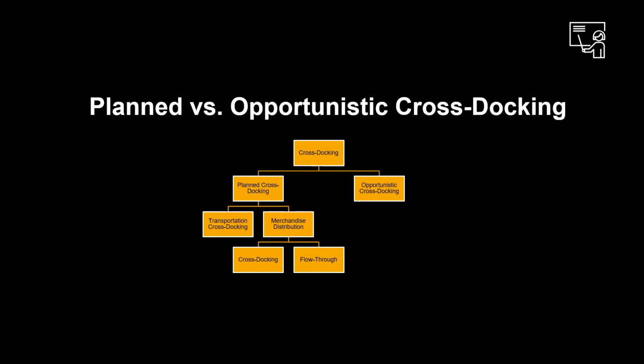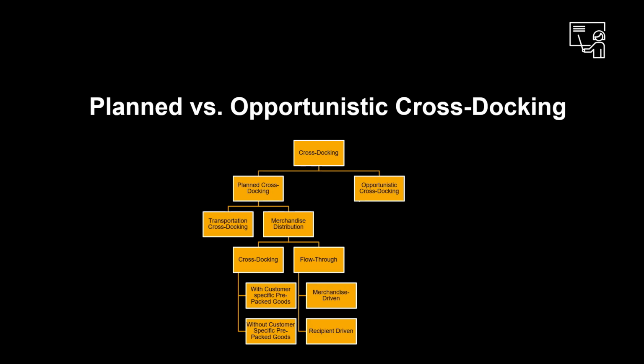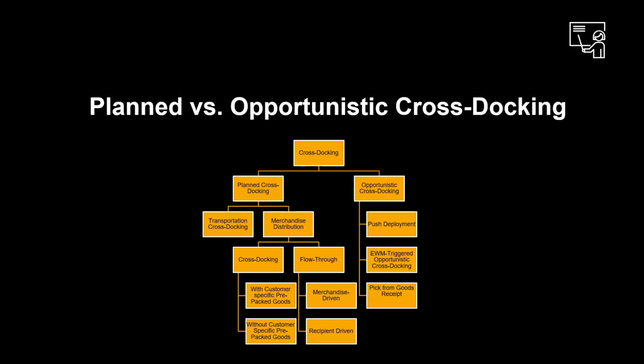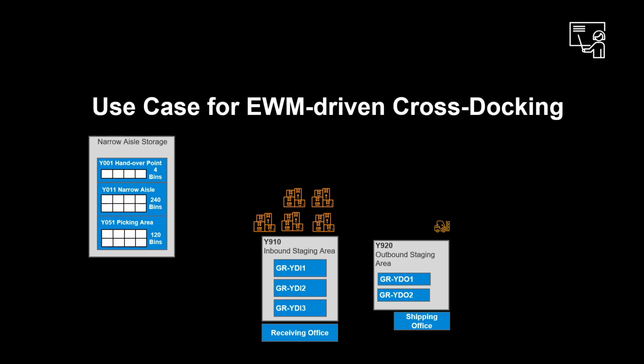We have planned cross-docking. Here the decision for cross-docking is made before the goods arrive in the warehouse and are received. Secondly, we have opportunistic cross-docking. The decision for or against cross-docking is made when the goods are already in the warehouse, and the goods receipt process has already started. A potential use case for EWM-driven opportunistic cross-docking could be goods types that have a certain volume and pick frequency. You could, for instance, store the majority of goods in a classical storage type, and leave some of it in the cross-docking area.